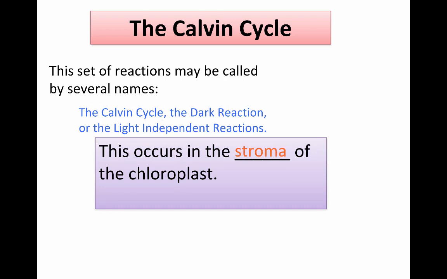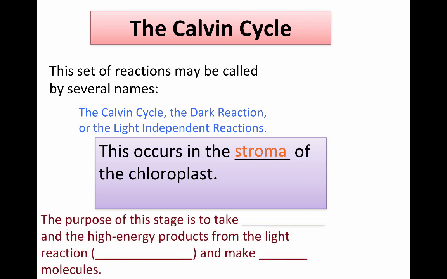It does happen in the stroma, where the light-dependent reactions happened on the thylakoid membranes. The Calvin cycle takes place out in the fluid, or the stroma, and it is just a series of chemical reactions, whereas the light-dependent reaction had structures and membranes and proteins involved. This is basically one chemical reaction after another.